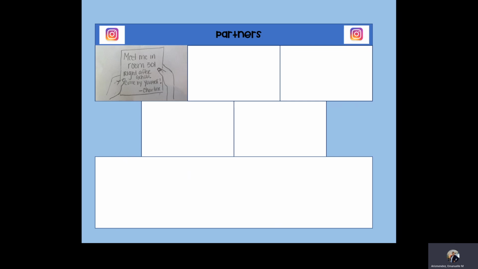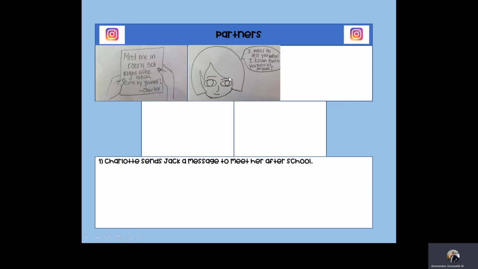And then our rising action, or the next picture in our Insta story, would be where Charlotte tells Jack, I want to tell you what I know. Promise you won't tell anyone. And if you see, I left an E out of promise right here. And that just goes to show what I always tell you guys, your teacher is not perfect.